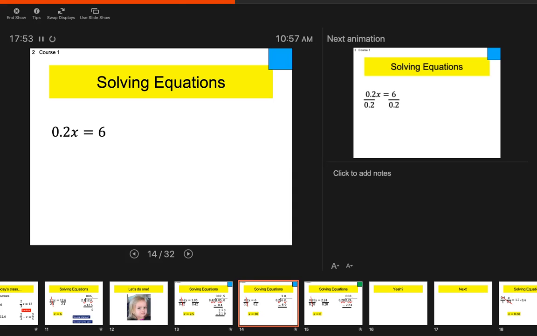All right, let's see what we got here. We get rid of multiplication by dividing. We divide both sides by 0.2. 0.2 divided by 0.2, that cancels. 1 times x is x. We gotta do some decimal long division. Chop the tree down. 6 falls to the inside, 0.2 on the outside. We got to move it 1 decimal place.